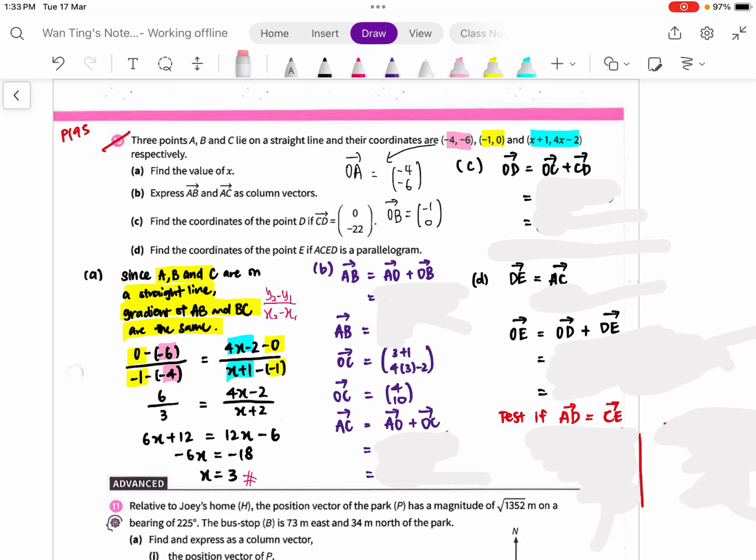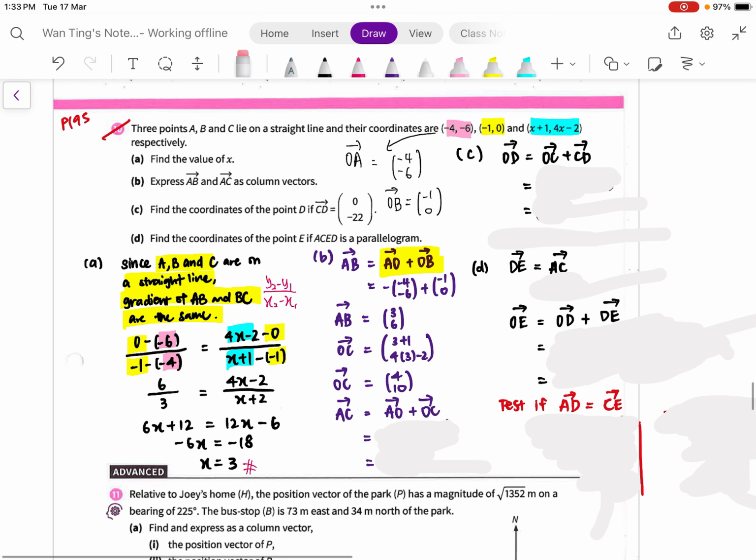So first, how to find AB? I use AO plus OB. And with that, AO plus OB, I'll get negative of OA plus OB. How to find AC? AO plus OC. This is what we'll get. This is my final answer, AB, AC.